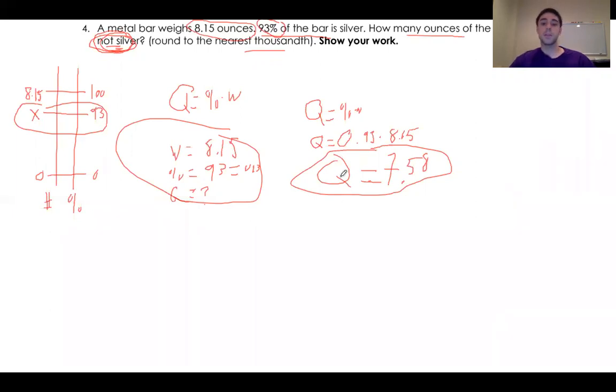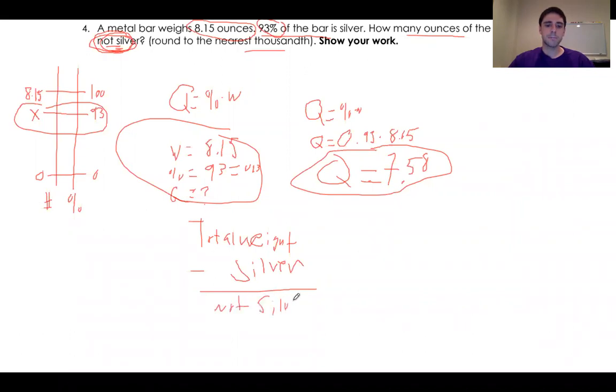What do we need to do to find out how much of the bar is not silver? So we're going to take the total weight. We're going to remove the silver amount, and that's going to give us the not silver amount. So our total weight is 8.15. Going to subtract away the amount that is silver, which is 7.58.